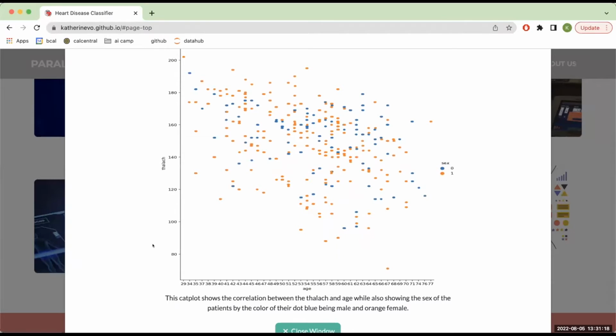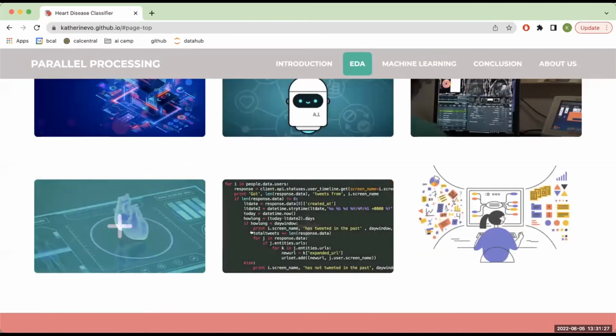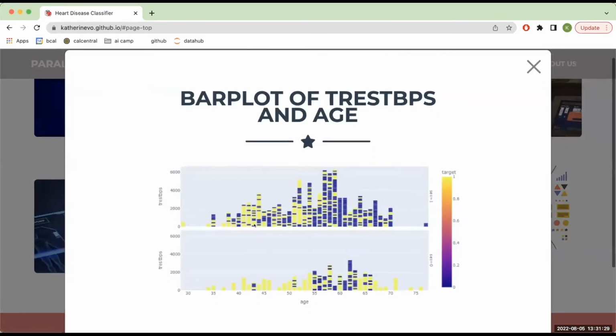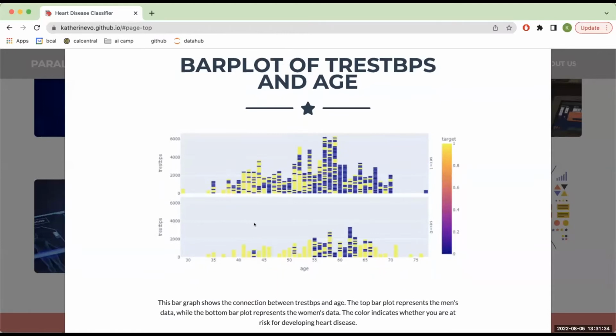This is a cat plot that shows the correlation between phthalates and age while also showing the sex of the patients by the color of the dots. This bar graph shows the connection between chest BPS and age. The top bar plot represents the men's data, while the bottom bar plot represents the women's data. The color indicates whether you are a target for or you are at risk for developing heart disease.